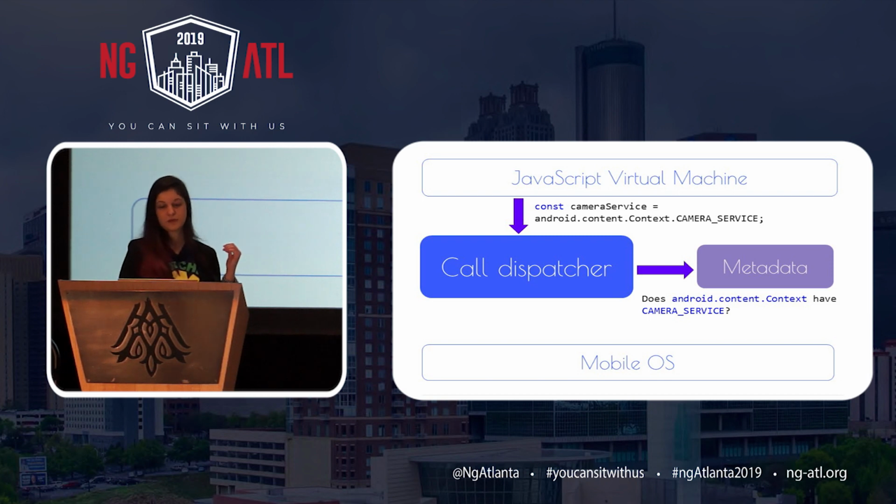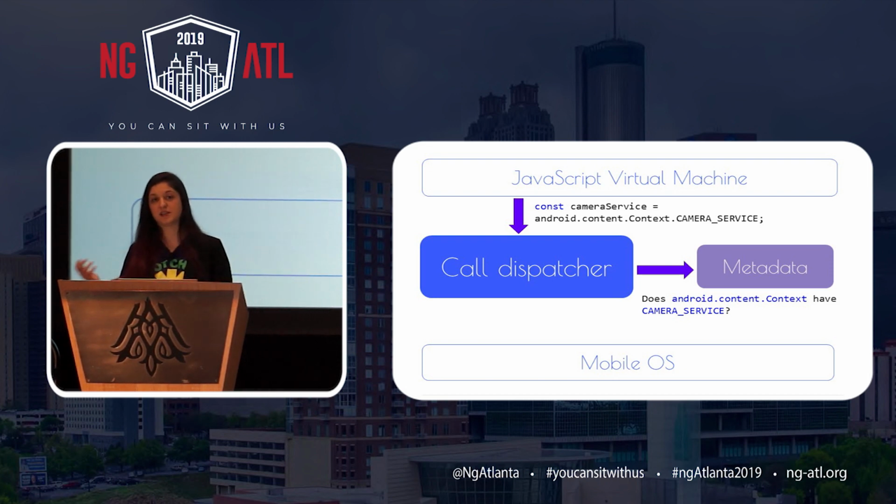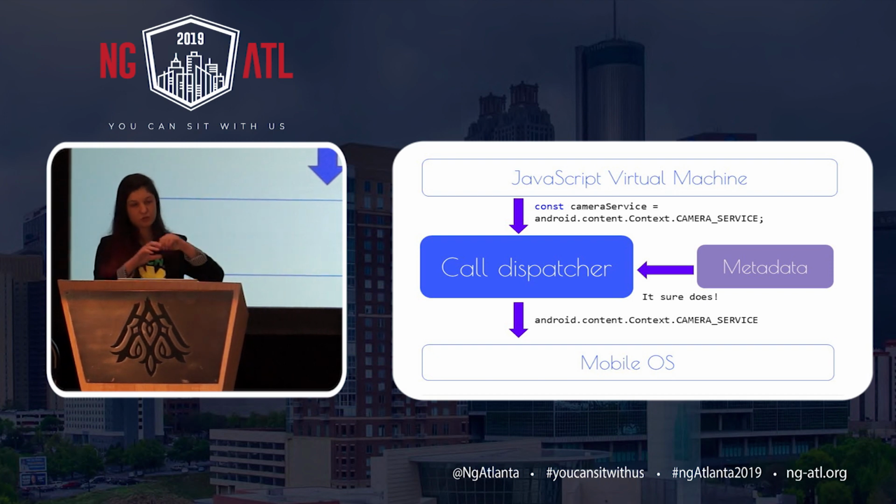So through the virtual machine, we make a call. The so-called call dispatcher asks the metadata, does that Android content context thing have a camera service? And because we have all the information about the SDK inside the metadata, it says that, yeah, we have it. So then we can make the call. We make it through the virtual machine.